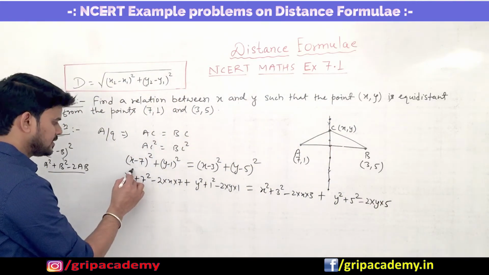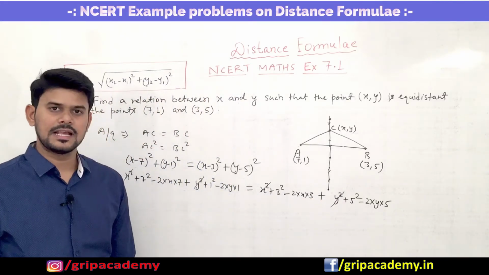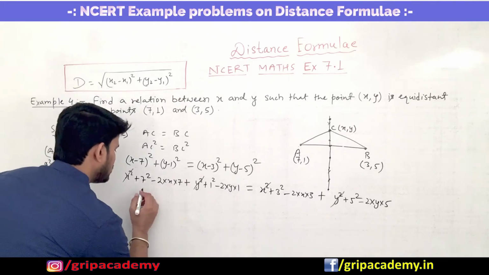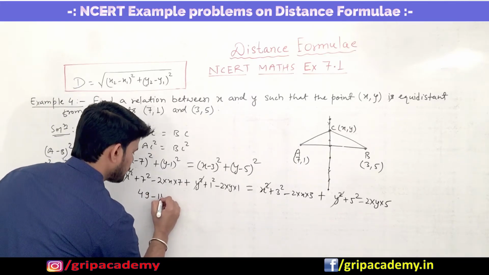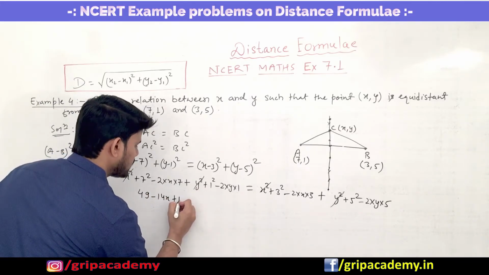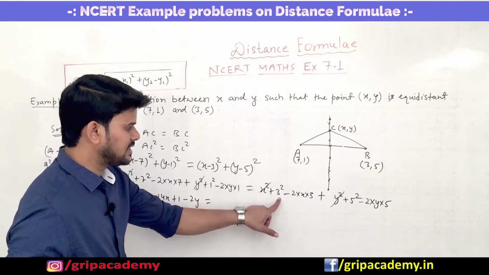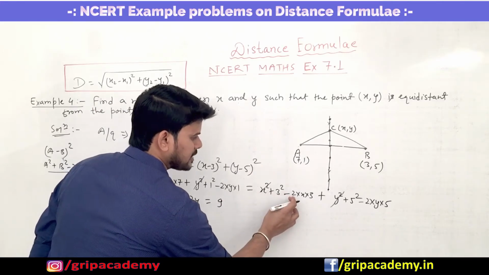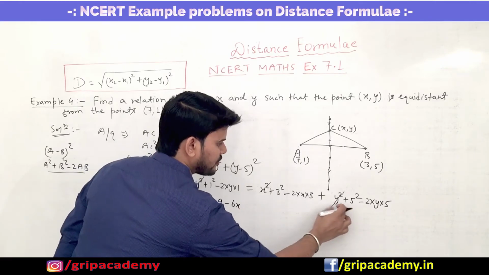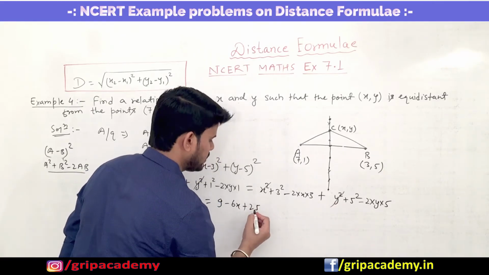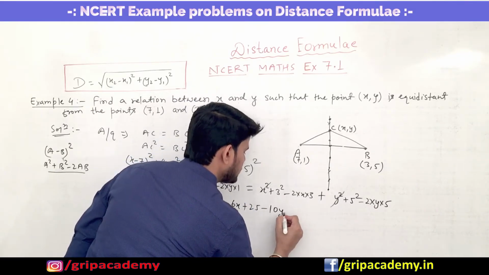Now see here, this x square and y square and that x square and y square will be cancelled. So what will we get? 7 square is 49 minus 14x, then plus 1 minus 2y equals 3 square is 9 minus 2 into x into 3 is minus 6x, then 5 square is 25, so plus 25, and 2 into 5 into y is minus 10y.